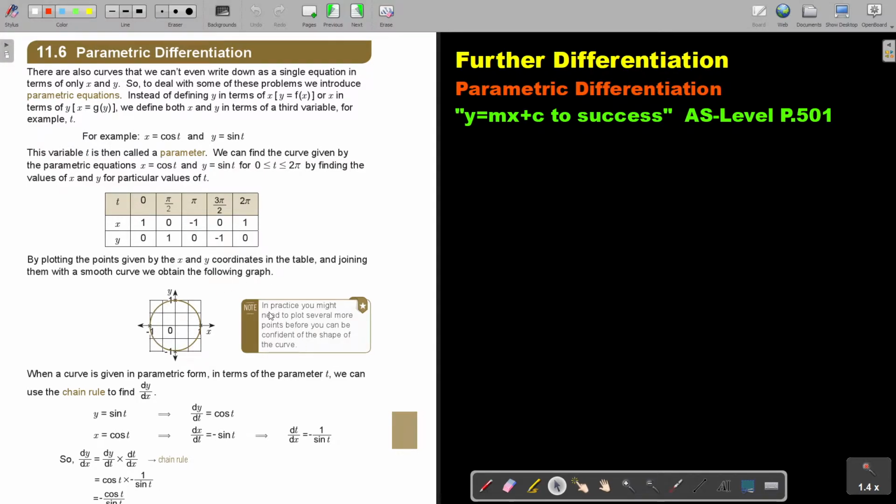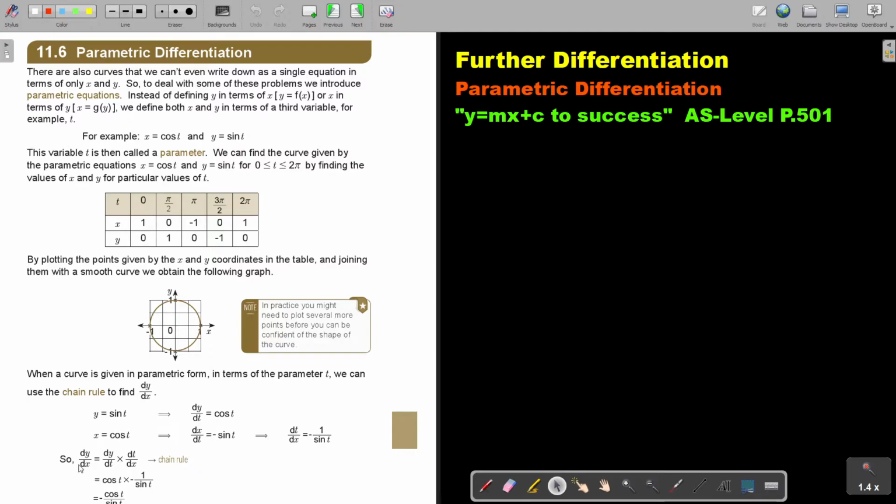Now, just note, in practice, you might need to plot several more points before you can be confident of the shape of the curve. Now this was a circle, so it was not so difficult. When a curve is given in parametric form in terms of a parameter t, we can use the chain rule to find dy over dx. So first we differentiate y with respect to t, so dy over dt, and we get cos t. Then dx over dt, we get negative sin t.